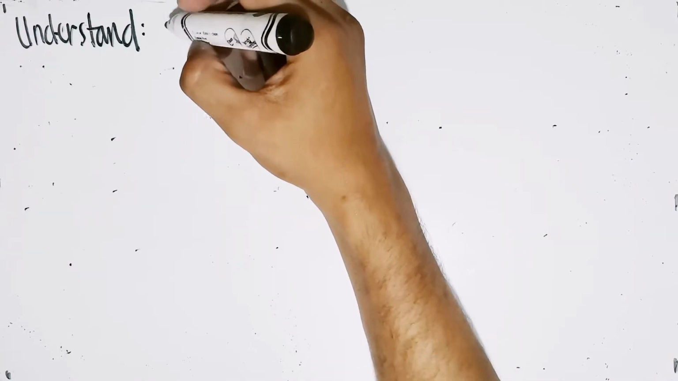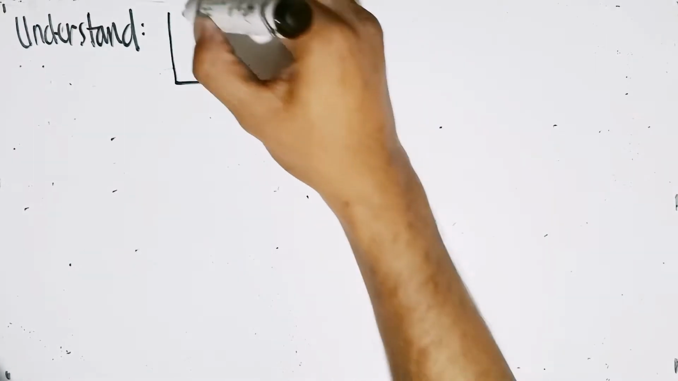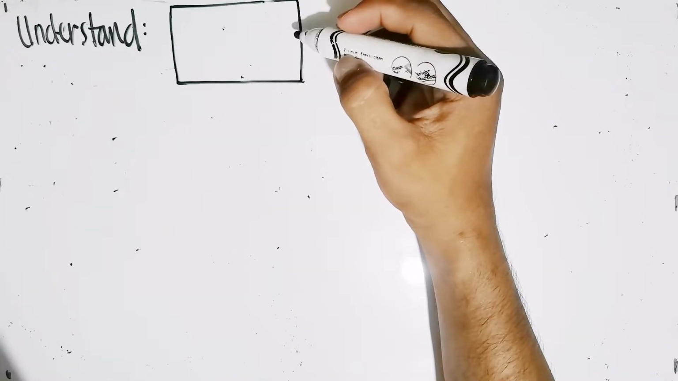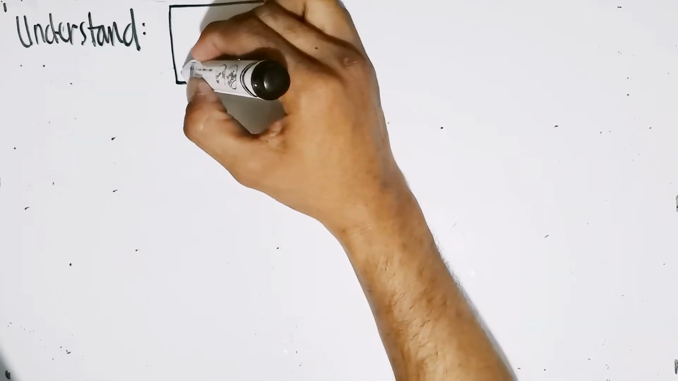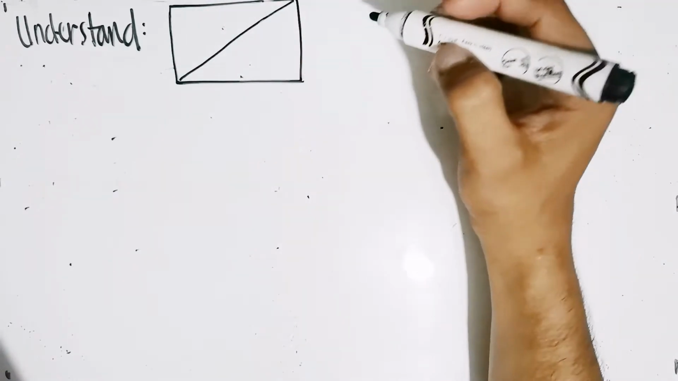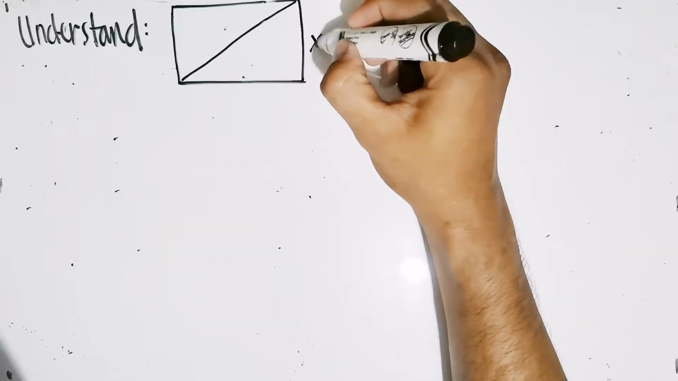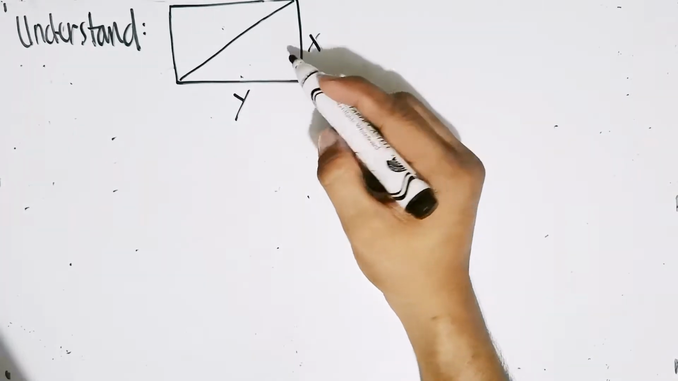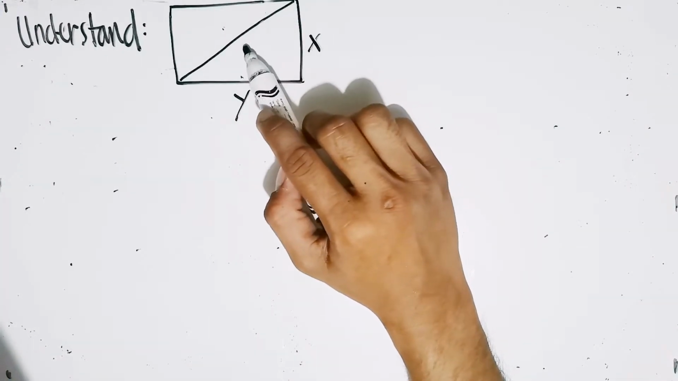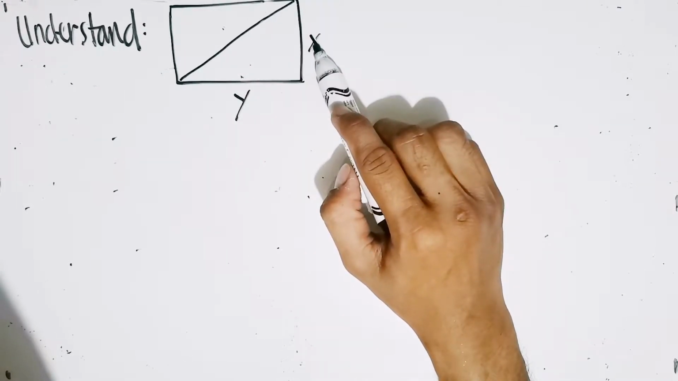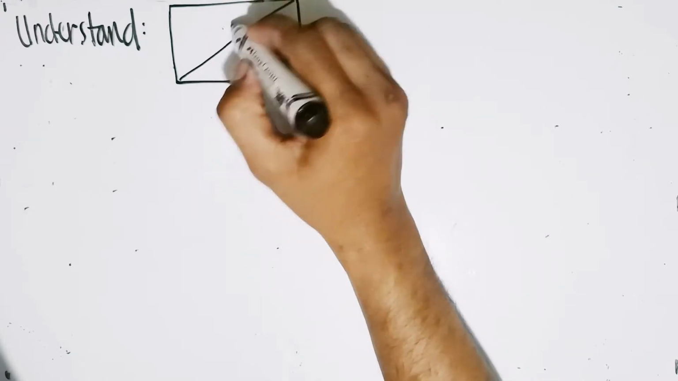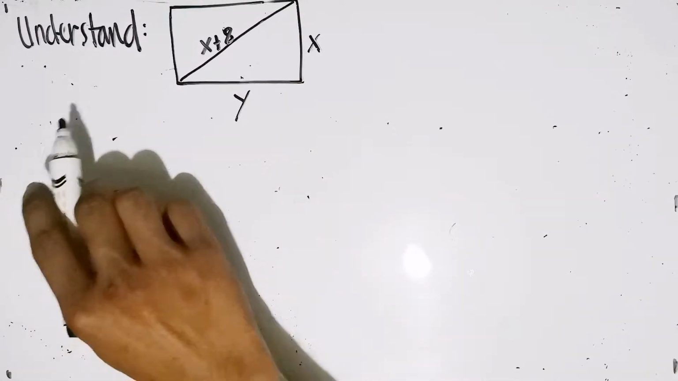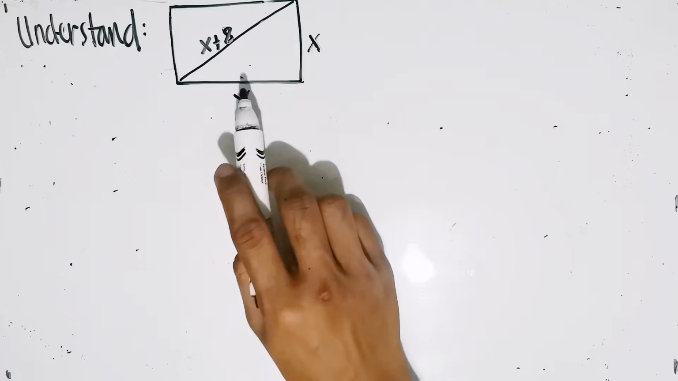So we have a rectangle, and the diagonal is 8 meters longer than its shorter side. So this is the diagonal. Assuming that this is the shorter side, let's represent that one as x, and the longer side is y. So the diagonal is 8 meters longer than its shorter side, so the diagonal is x plus 8. So this is the diagram of our problem.